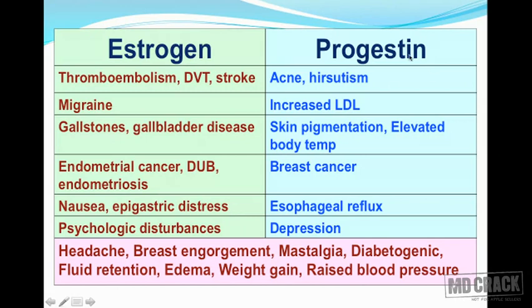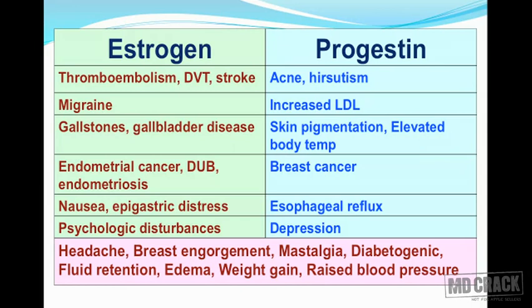Coming to the progestins, there's acne, hirsutism, increase in LDL, then skin pigmentation and elevated body temperature, and more susceptibility for breast cancer. They also produce esophageal reflux, and there can be mental depression. So these are the individual adverse effects for estrogen and progestin. If you come to the common adverse effects, it becomes easy, and you don't have to pick up which is estrogenic or progestogenic. Have a look at it.